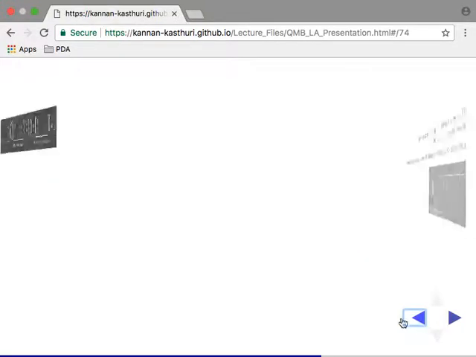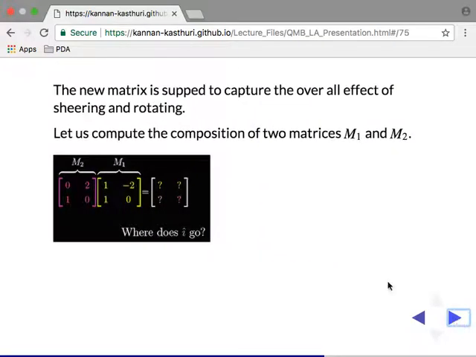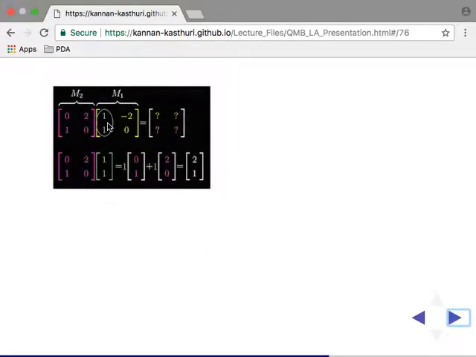All this says is that you know where i-hat and j-hat land, and after this you know how this lands. So when you multiply, you know the new landing point of i and j, the new matrix. Let's compute the composition of where i goes. Let's say that you have the matrix M1 and the matrix M2. So you know from M1 where i goes in M1: 1, 1, and j goes to minus 2 and 0. So what you can do is M2 and M1. So i goes to M1 and then M2, so you multiply M1 and M2.